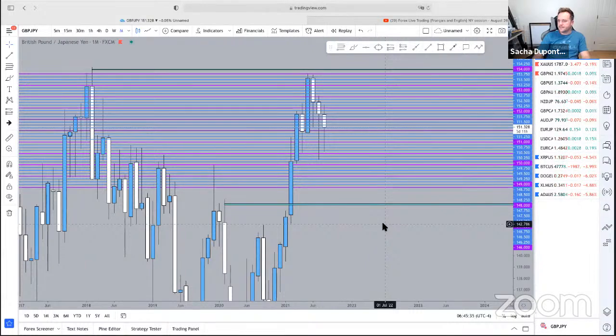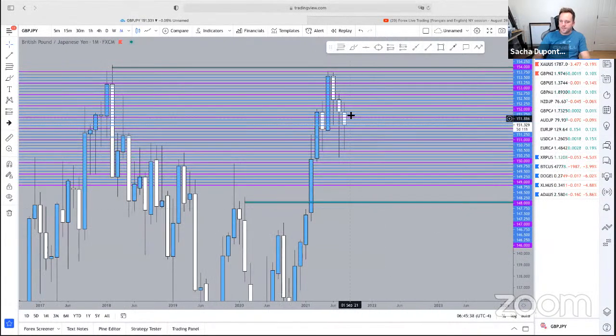All right, so now let's take a look at the monthly. Monthly is pushing up, came down, now we're retracing up. So nothing really changed since Tuesday about that monthly candle.